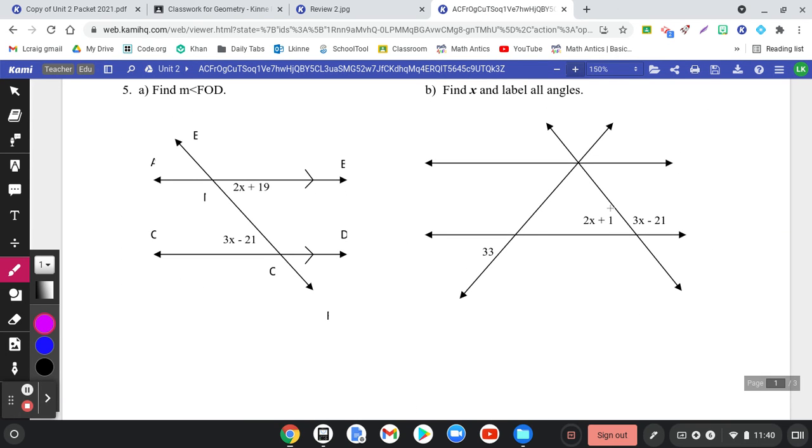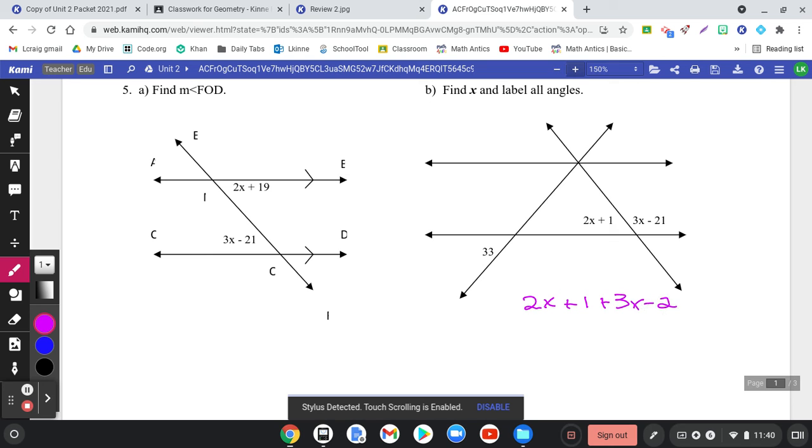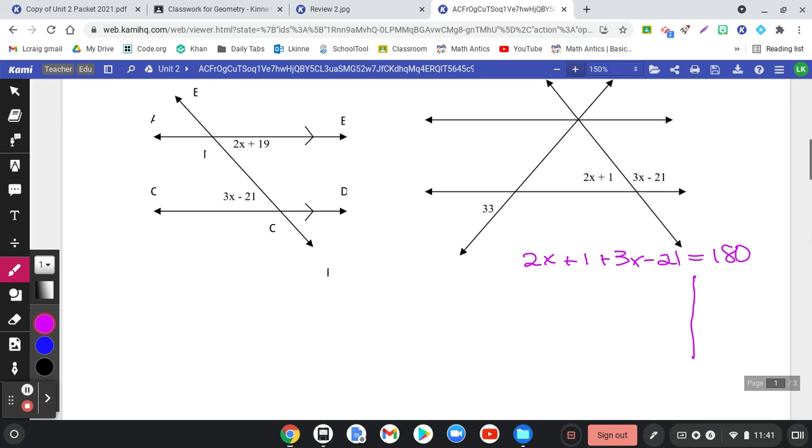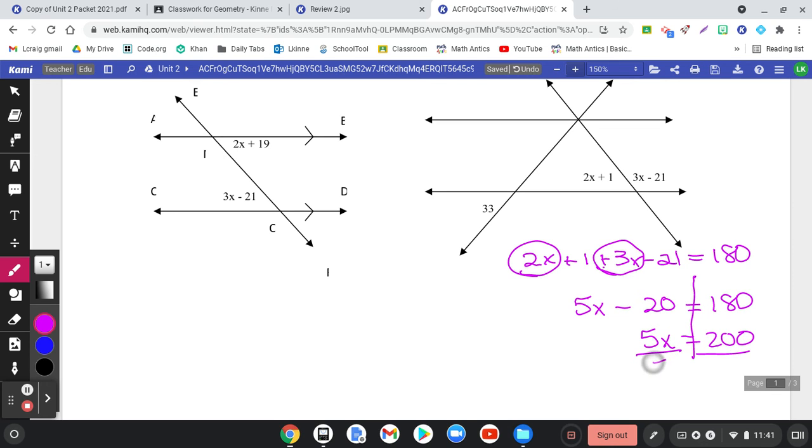All right, so first of all, over here, these were congruent, so we set them equal. But on this one, they are a linear pair. They are not equal. One's acute, one's obtuse, so we're going to add them up and set them equal to 180. All right, again, if you have a hard time solving equations, not a big deal. Draw your line down, circle your x's. 2x and 3x is 5x. 1 minus 21 would be negative 20. Add 20 to both sides, so we have 5x equals 200. And then divide by 5 to get x is 40.